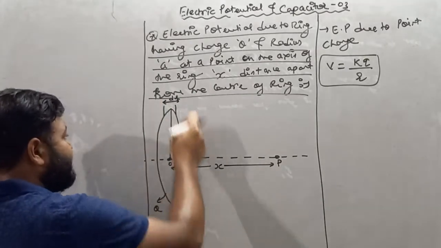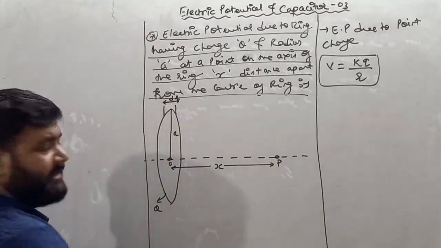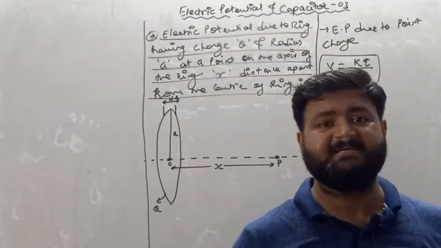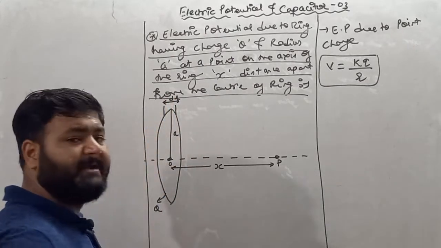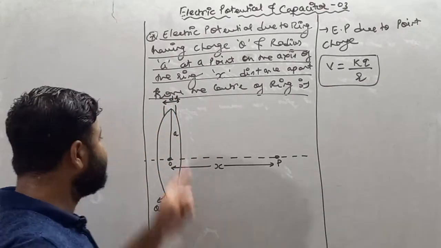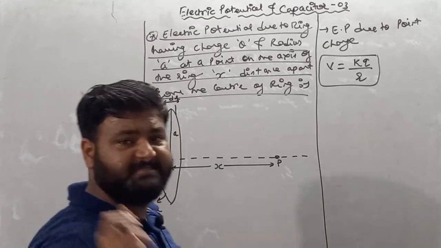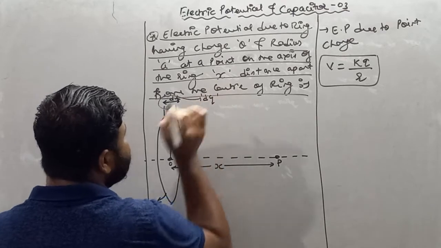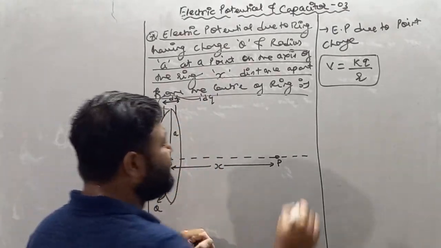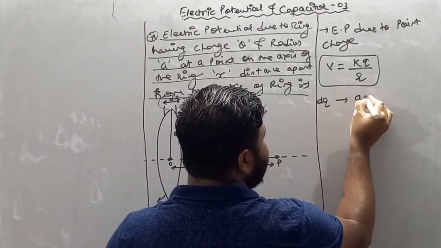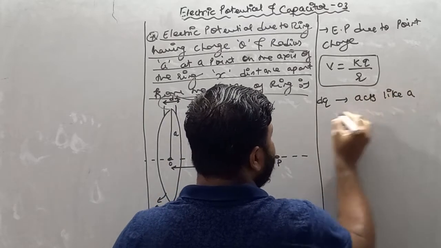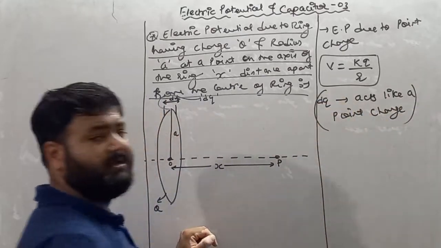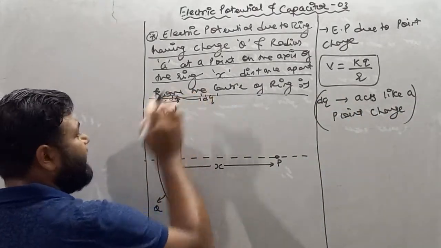So if the charge is uniformly distributed throughout the ring, then a small length carries a small charge, because the ring has its physical parameter in terms of length. All the charge present on the ring is on its length. So if we consider a small length, then a small charge dq is there on this small length. Now see, this dq will act like a point charge.